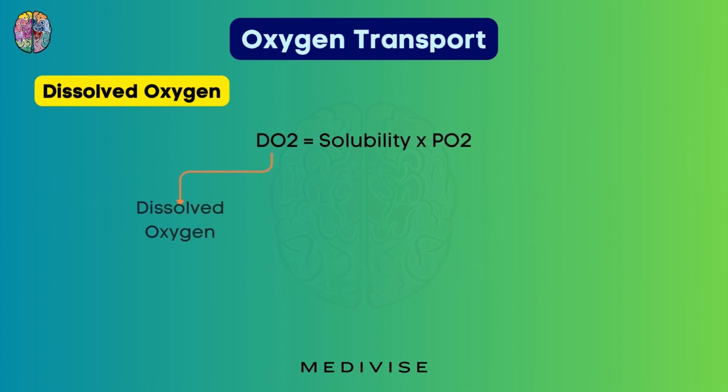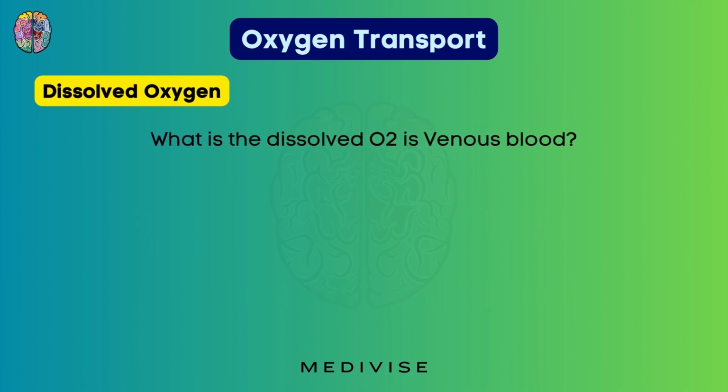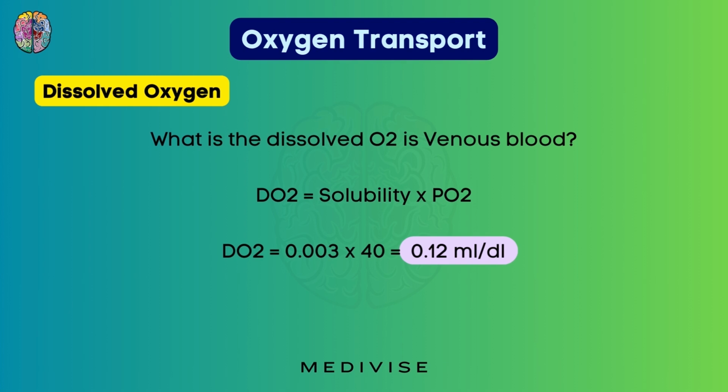In this equation, DO2 is dissolved oxygen, solubility is 0.003, and partial pressure in arterial blood is 98 mmHg. In order to know the dissolved oxygen in arterial blood, we multiply these two numbers and we get a figure of 0.29. So 0.29 ml of oxygen is dissolved in 100 ml of blood, or 1 deciliter. Now if I ask you, what is the dissolved oxygen in venous blood? Again, using this equation you can calculate it, but you need to know the partial pressure of oxygen in venous blood. It is about 40 in venous blood. If we multiply, we get a figure of 0.12 ml per deciliter.